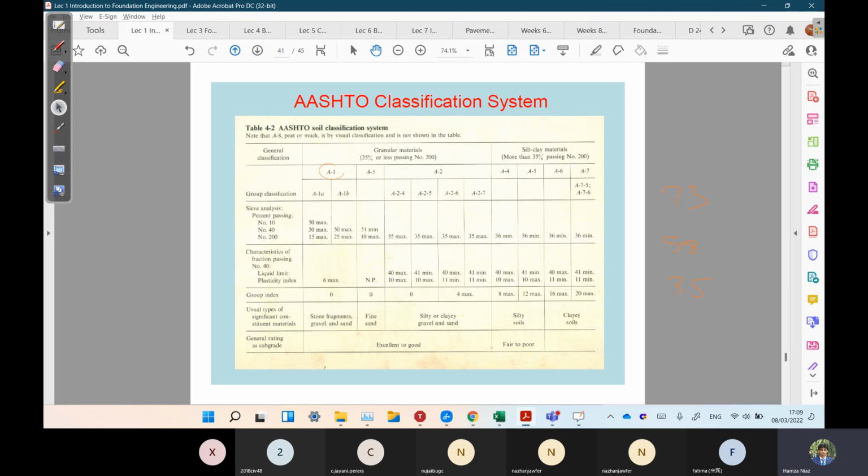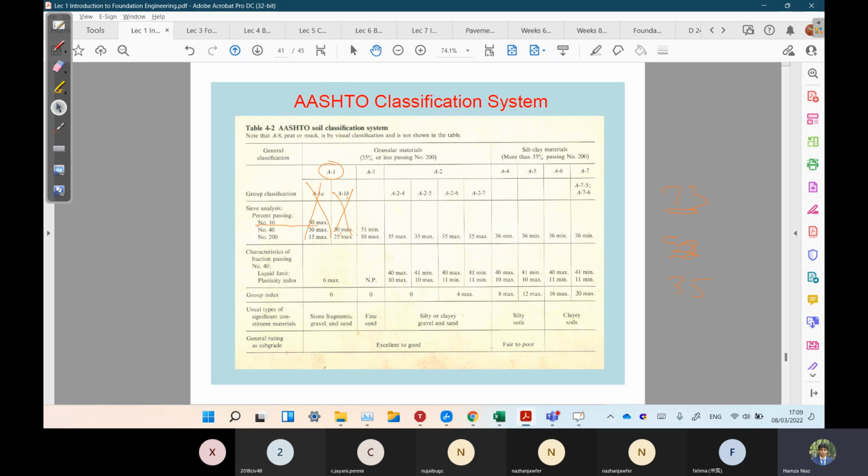So first we move to this A1 value. For A1, they are saying that the maximum percentage of the soil passing number 10 is 50. Maximum 50% can pass. We have 73% passing. So cross this one. We cannot take this one. Move to A1B. For A1B, our soil must have a maximum of 50% passing number 40. So we have 58, greater than 50. So again cross this one.